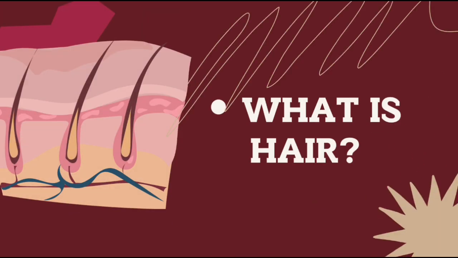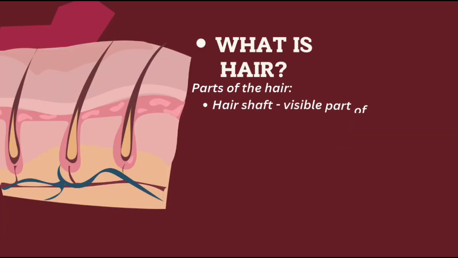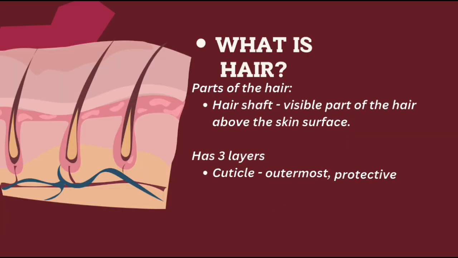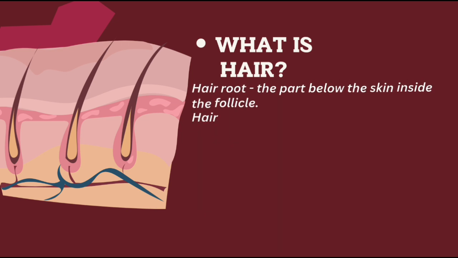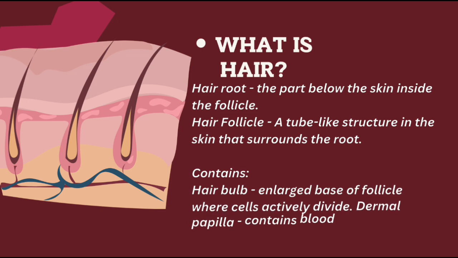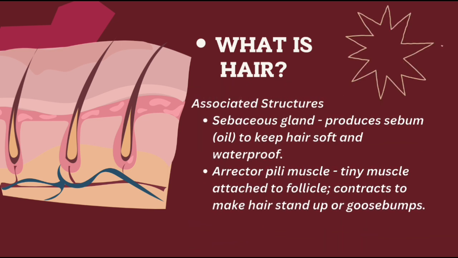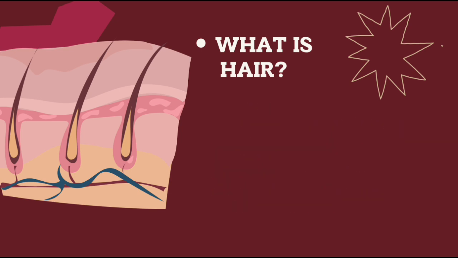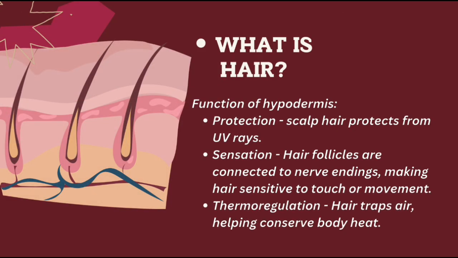And now, what is hair? Hair is made of hard keratinized epithelial cells that can be found all over the body and serves an important role in protection, sensation, and regulation. We have the parts of the hair, which are the hair shaft that has three layers: the cuticle, cortex, and medulla. And we have the hair root and hair follicle that contain the hair bulb and papilla. The associated structures of hair are the sebaceous glands and erector pili muscles. Here are the functions of the hair: protection, sensation, and thermoregulation.